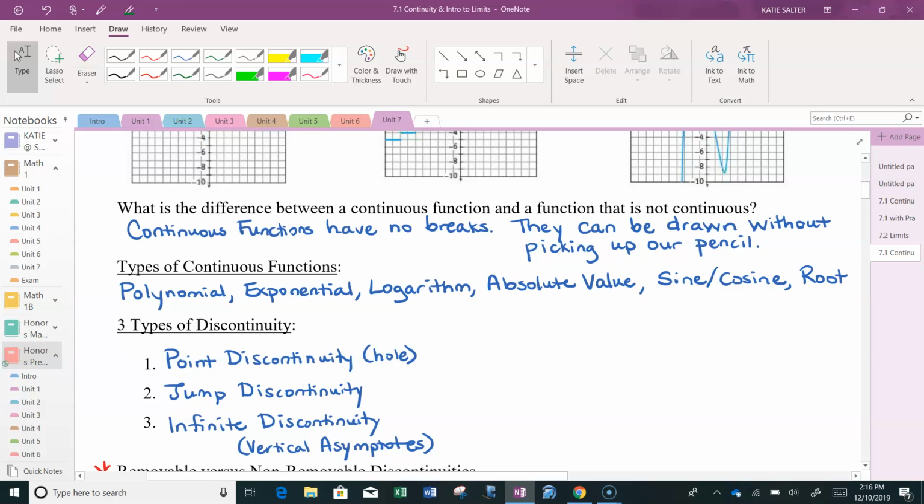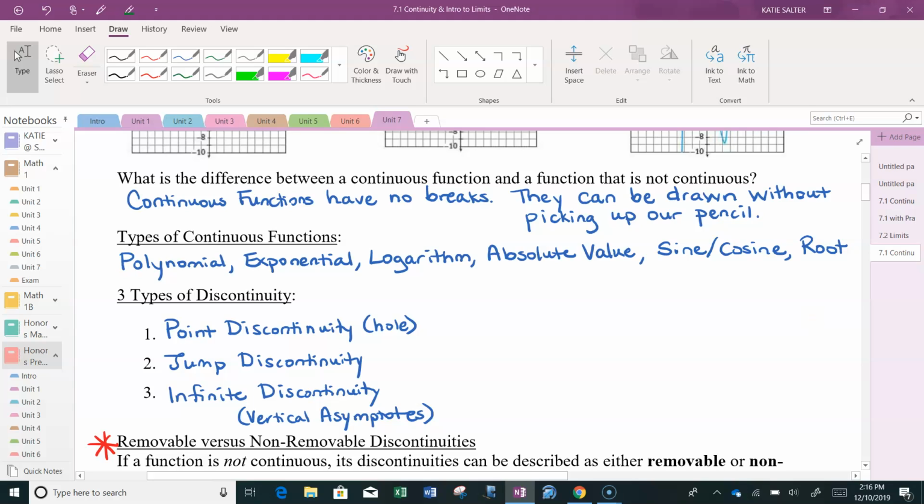All right, so what types of functions do have discontinuity? We have three types of discontinuity. We have point discontinuity, we have jump discontinuity, and we have infinite discontinuity. Point discontinuity is when you have a graph that has a hole in it. So it's only discontinuous at one point. If you think back to when we were doing our rational functions in Unit 2, sometimes we'd have a rational function that would not have a vertical asymptote. It would just have a hole in the graph. So that would be point discontinuity.